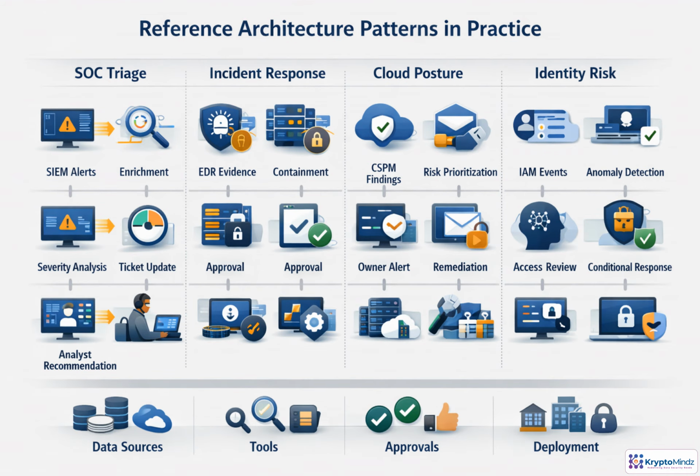Reference architectures become most useful when they map to real security jobs. A triage assistant turns SIEM alerts into enriched severity judgments and analyst recommendations. An incident response agent moves from EDR evidence toward containment, approval, and SOAR execution. Cloud posture agents prioritize CSPM findings and route remediation to owners. Identity agents analyze IAM behavior, trigger reviews, and apply conditional controls. The architecture pattern is shared, but the data, tools, approvals, and deployment model change.